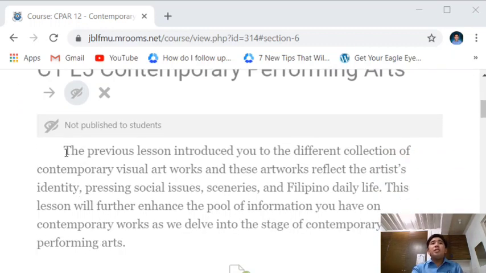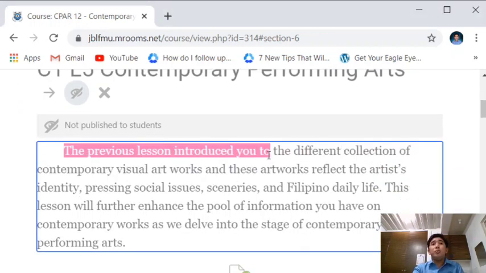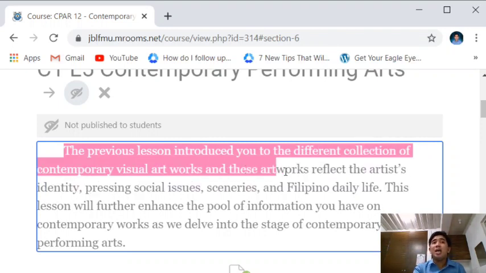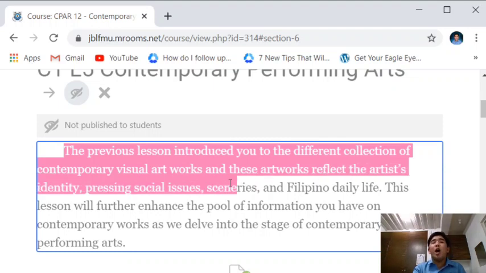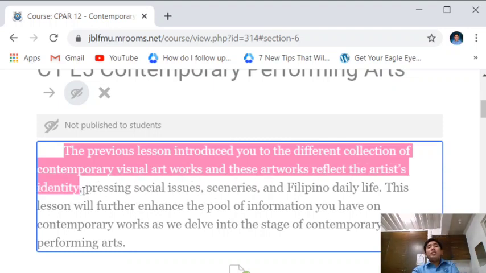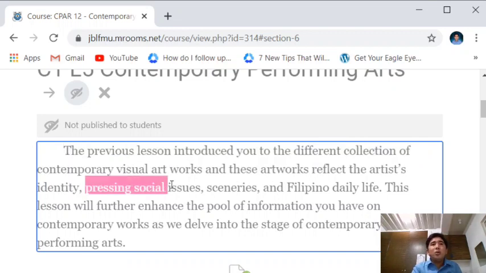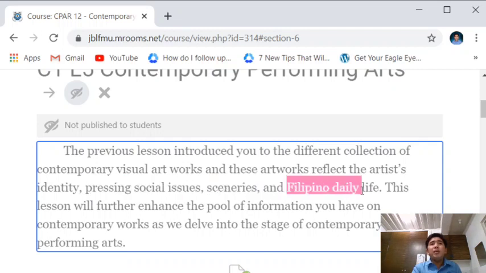Alright? So, the previous lesson introduced you to the different collection of contemporary visual artworks, and these artworks reflect the artist's identity, right? So we discussed visual arts, and the discussion showed the inspiration the artists drew from their experiences. Who are they? What is their identity, right? What issues do they address? Pressing social issues, sceneries, and Filipino daily life.